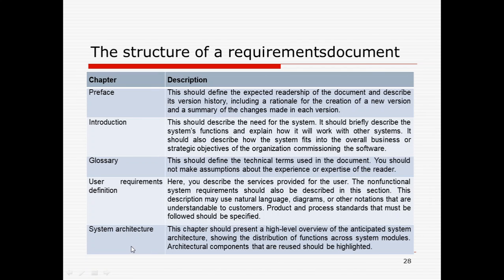System architecture. This chapter should present a high-level overview of the anticipated system architecture. So if a big system is going to be developed, then it should give a high-level architecture of the overall system. It should give a diagram of the overview of the anticipated software system that is going to be developed, showing the distribution of functions across the system modules. That is how the functions are going to interact with different functional modules. And if any architectural components are reused, that also should be highlighted in this particular part.